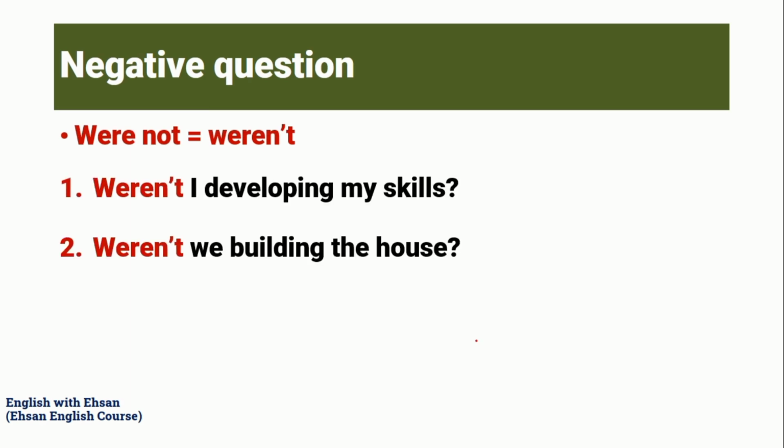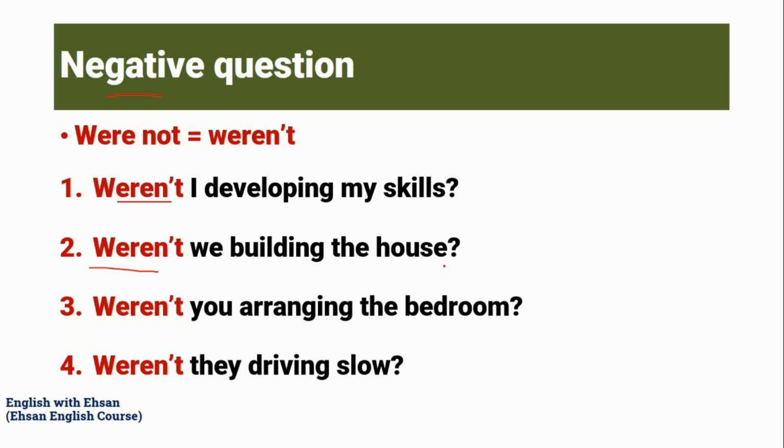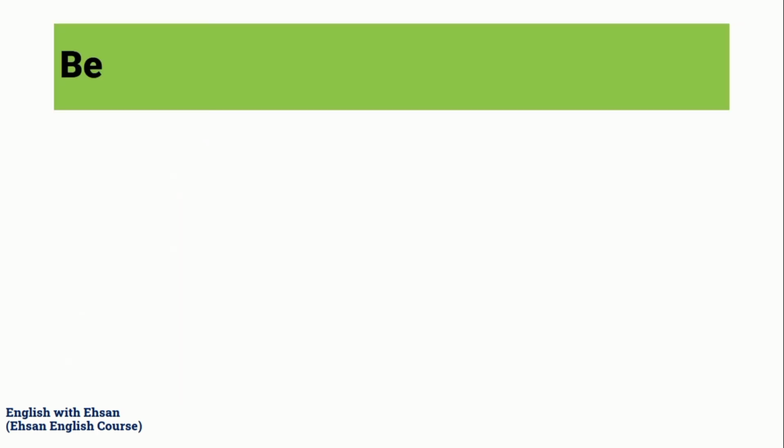Okay, were not or weren't. Number one, weren't I developing my skill? Negative question in the past continuous tense. Number two, weren't we building the house? Number three, weren't you arranging the bedroom? Number four, weren't they driving slow?